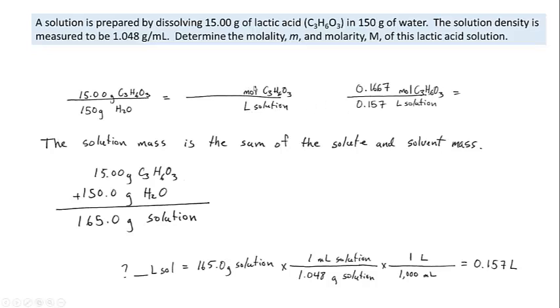And so we're just placing the two pieces. The moles are of course exactly the same from the molality calculation. 15 grams of lactic acid is 0.167 moles, and the liters in this case are 0.157 liters, and so we do the division that this ratio implies, and the molarity of the solution is 1.06 molar.